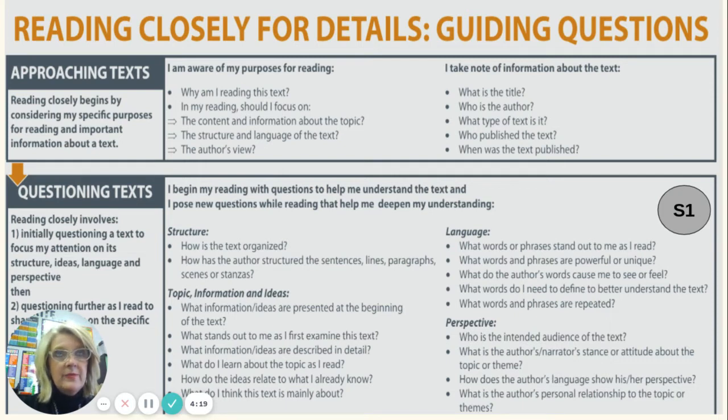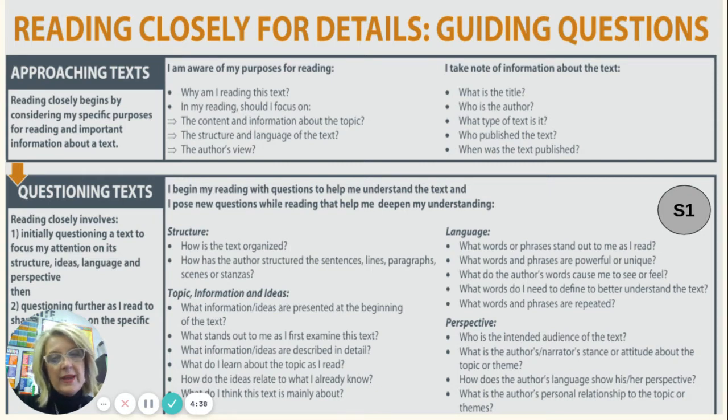A lot of times the author will repeat words to help your mind to zero in on specific concepts, or specific points that they're trying to get across to you, what they want you to learn. So pay attention to words and vocabulary that's repeated.